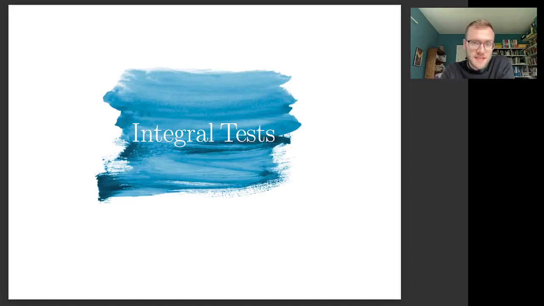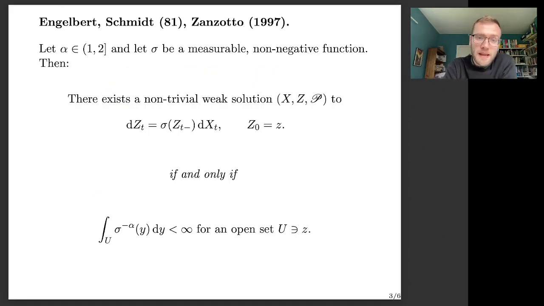Now let's talk about these integral tests. First, one from Engelbert, Schmidt and Zanzotto. For alpha in between 1 and 2, inclusive of 2, 2 being the Brownian motion, and like I said, between 1 and 2 being processes that look similar. Sigma is measurable, non-negative. Then the following equivalence holds.